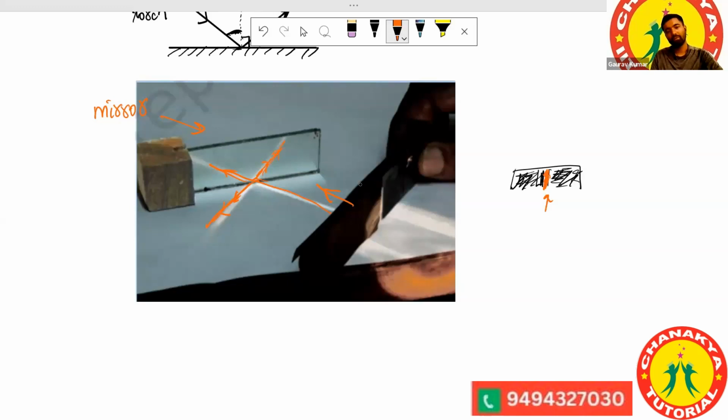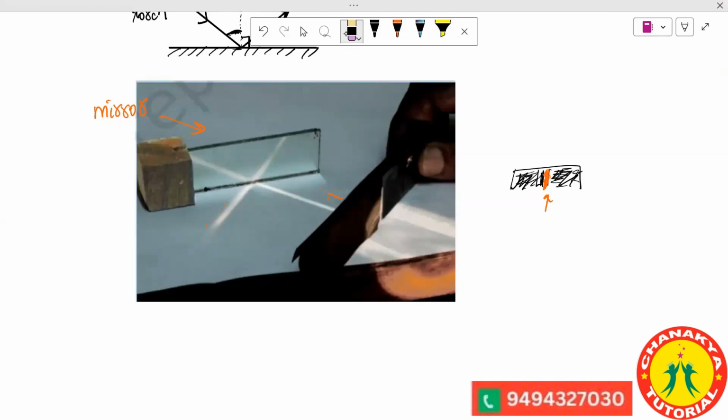Okay, did you get it, how light is reflected by a mirror? Yes, sir.